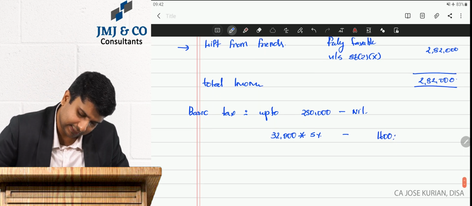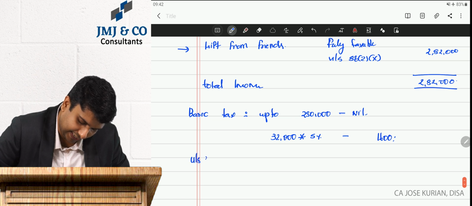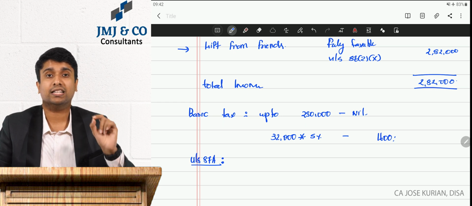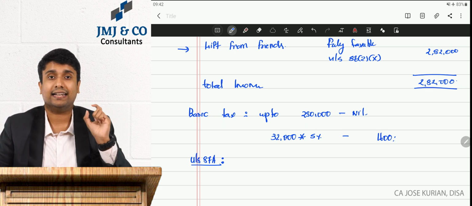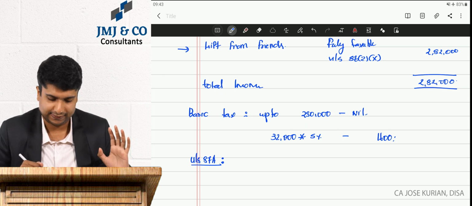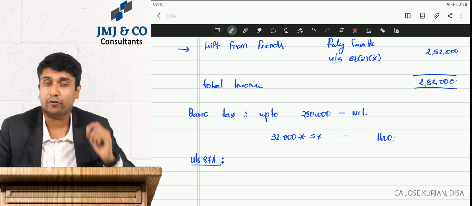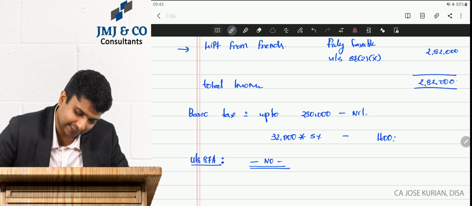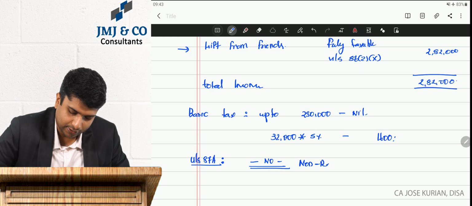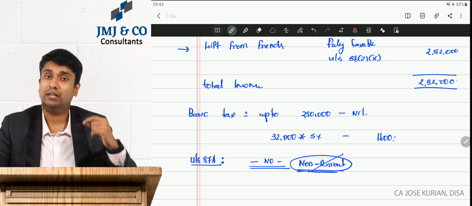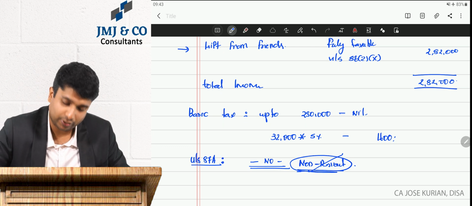Now the question is this person eligible for rebate under section 87A? Do you remember the condition for rebate? Rebate means if your total income is less than or equal to 5 lakh, then that assessee is eligible for a rebate, and the amount of rebate shall be either 12,500 or actual tax payable, whichever is less. Alright, so is the assessee eligible for rebate? The answer is no. Why? Because in this alternative, his residential status is non-resident. Rebate is only applicable for residents. Since he is a non-resident, he is not eligible for any rebate. So he won't get the benefit of rebate.